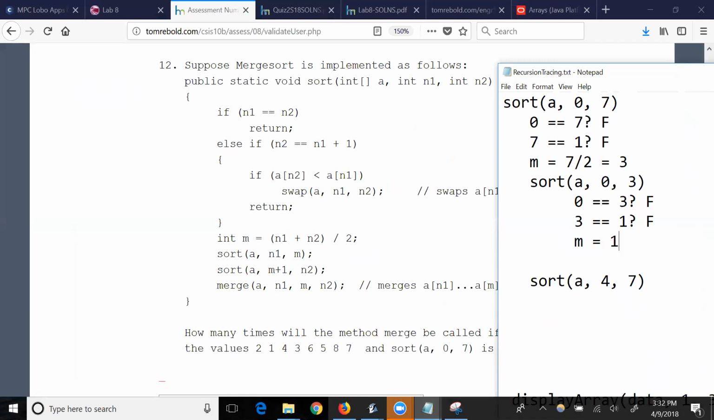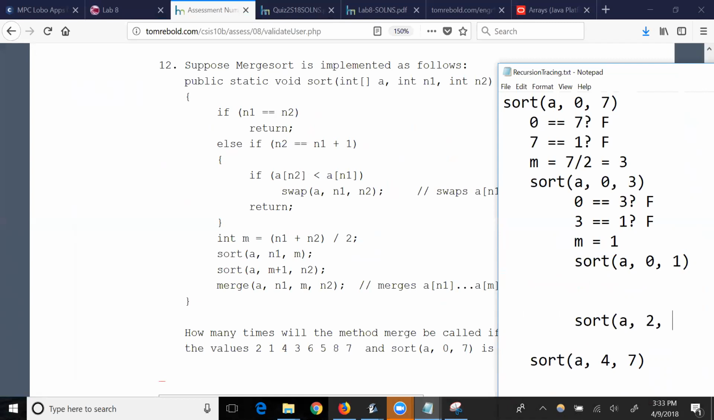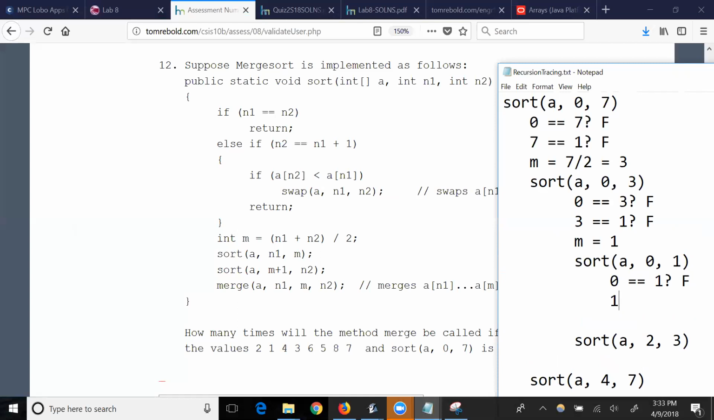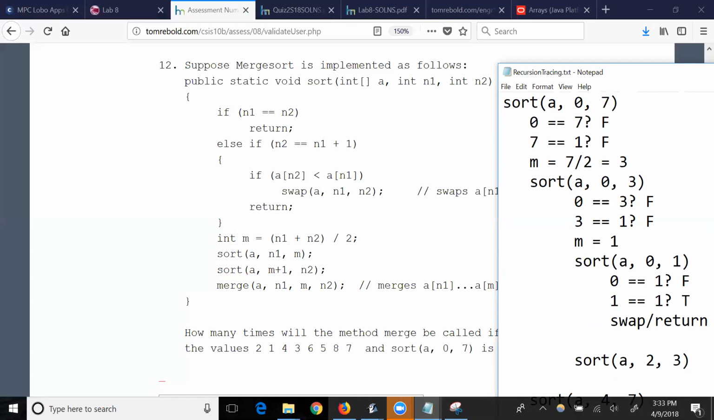So we're going to calculate m as 0 plus 3 over 2, so that's going to equal 1. And we're going to call sort of A 0, 1. We're going to go in there, and when we come back, we're going to call sort of A 2, 3. Now we're getting to the point where something is going to happen with the merge, I think. So sort of A 0, 1 is going to check to see if 0 equals 1. No. But does 1 equal 1? Because 0 plus 1 is 1. True. So then we're going to do this swap and return after a swap, which we're not interested in, but that's what's going to happen.